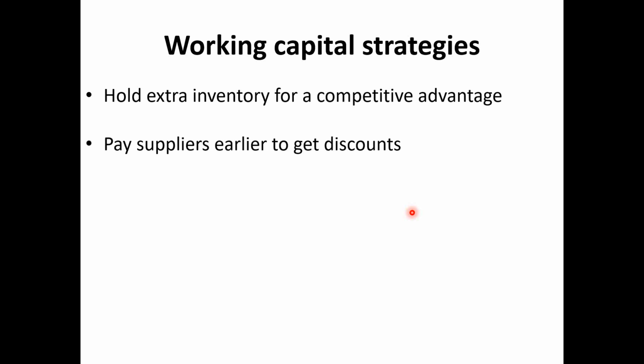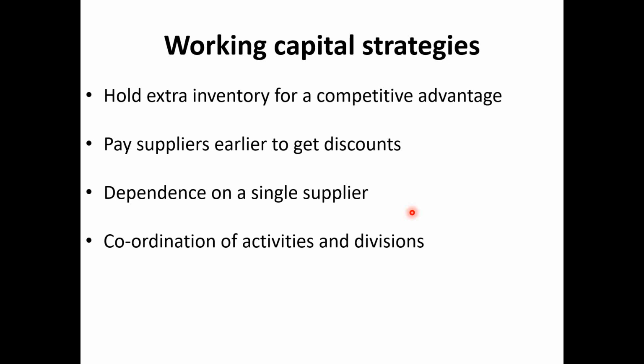Another strategy would be to pay our suppliers early in order to get discounts. So if we pay them early, we may be entitled to cash discounts or early settlement discounts, thereby saving cash. If we are dependent on a single supplier, we might want to hold additional inventory in case our supplier has problems and we don't have any alternative to fall back onto. If we have multiple divisions who all use the same raw materials, we may want to coordinate these activities in order to get bulk discounts.